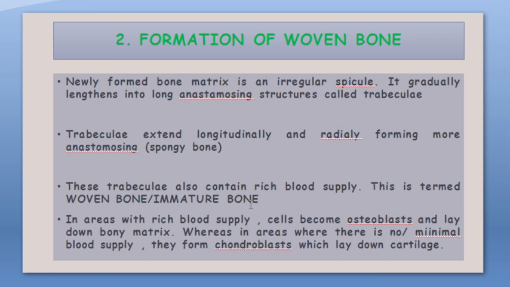They extend longitudinally and radially, that is in all the directions, and they form more such anastomosing areas. Such anastomosis causes more amount of breathable areas in the bone, which is why this type of bone is known as spongy bone. These trabeculae also contain rich blood supply, which is termed woven bone or immature bone.